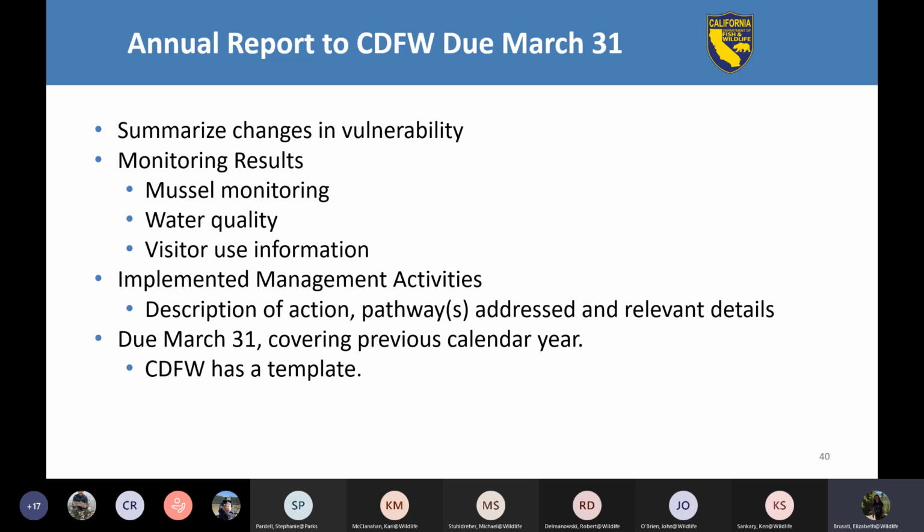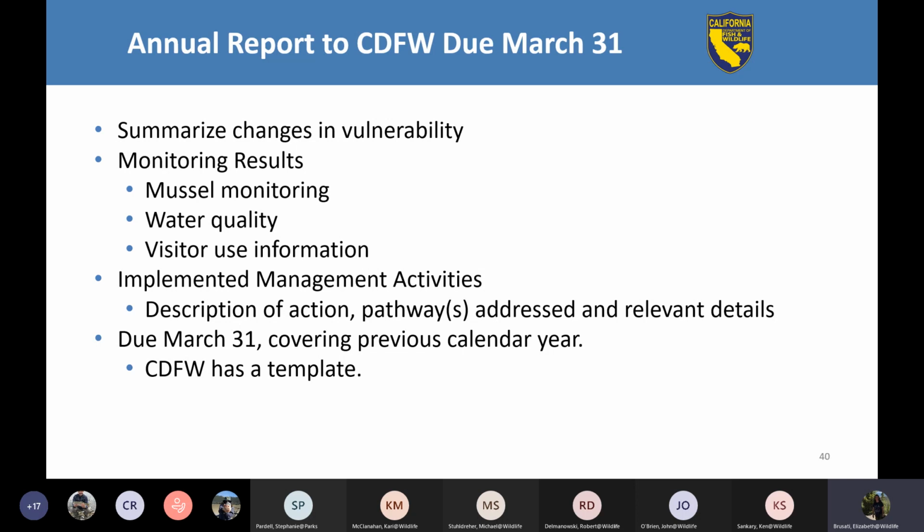And finally, describe the implemented management activities. So what the actions you took, such as inspections, any regulations, installing a gate, etc., whatever was done either new or continuing throughout that year, the pathways that it was addressing, whether it's boating, fishing, maintenance equipment, etc., and any relevant details.